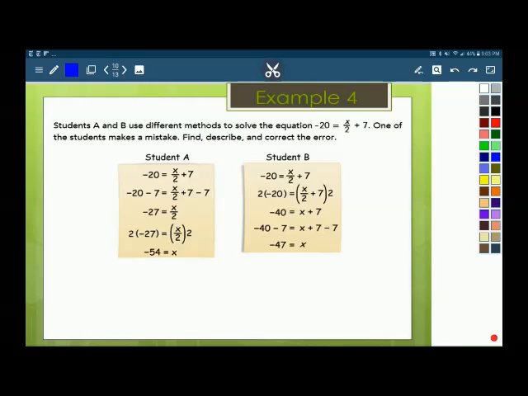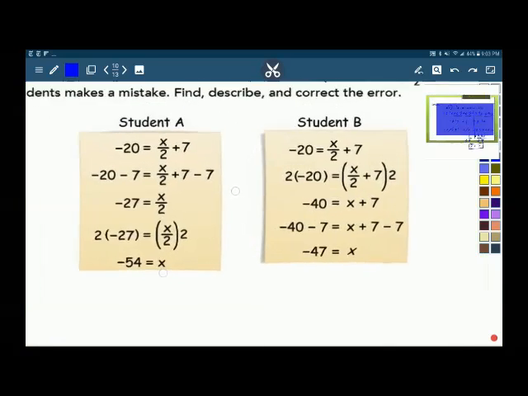All right, so I've got one more example for you that I really want to make us be in good habits with, is finding errors and being able to correct them. It says student A and B use different methods to solve the equation negative 20 equals x divided by 2 plus 7. One of the students makes a mistake. Find, describe, and correct the error. So let's take a look at student A real quick.